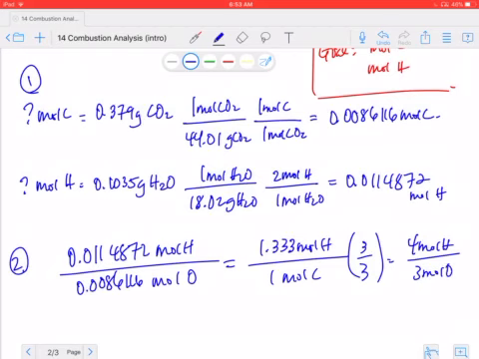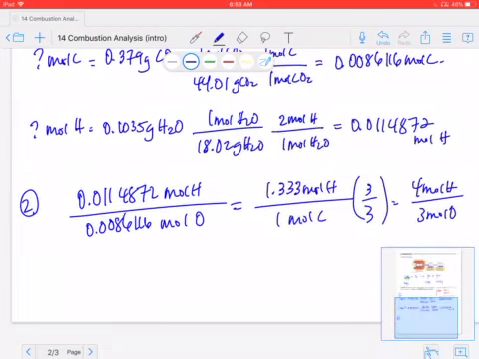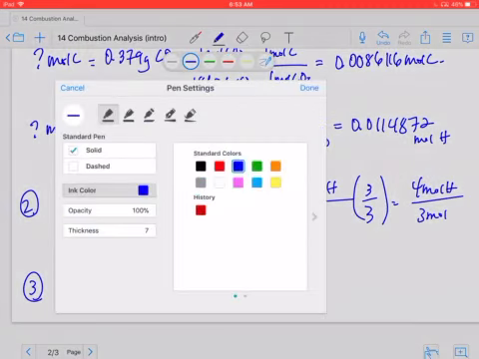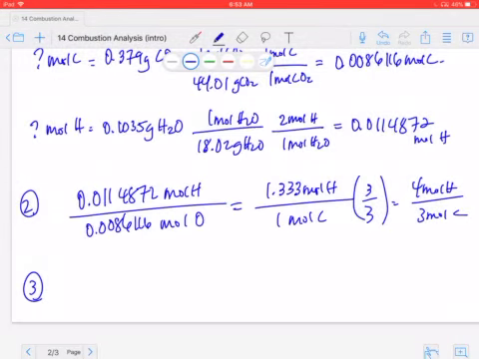So the final step here is to just actually write the empirical formula from our ratio. And this was not oxygen here, sorry, this is carbon. Fix that. So we're going to end up with C3H4.